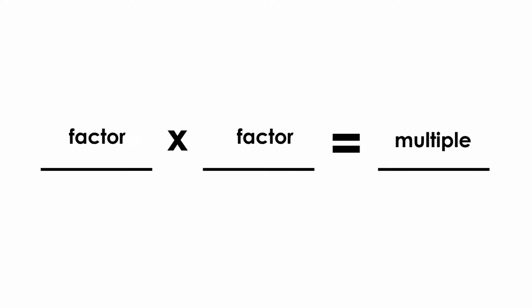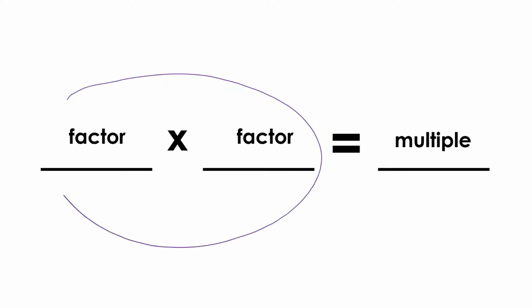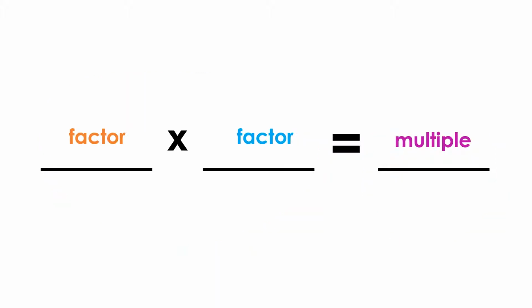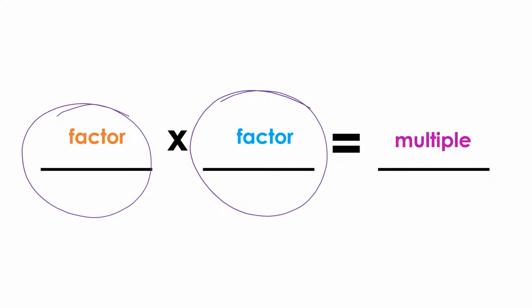Before we begin, first we need to remember that a multiplication problem has two parts: the factors, or the things you're multiplying by, and the multiple, the answer in your multiplication problem. For this, I color-coded. We have our first factor, which I made orange, our second factor, which I made blue, and our multiple, which I made purple.